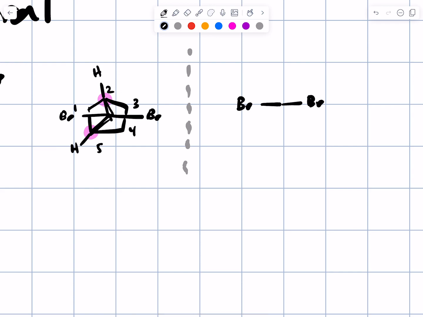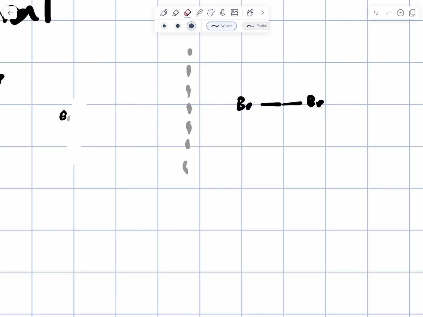What's not on? Sorry, can you say that again? I didn't quite hear you. You drew the wedge on carbon 2. Oh, yeah, all right. I didn't like how I drew it anyway.